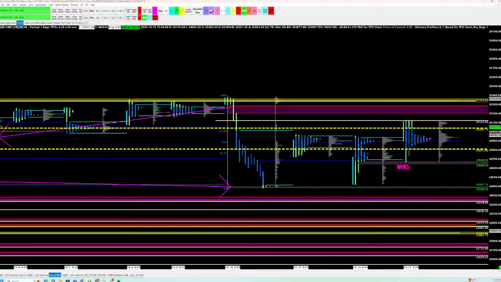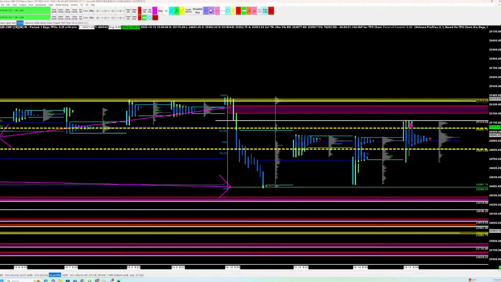You can see they came in and filled this gap. I'm going to change this. And what I want to be aware of is the single prints and the low volume prints right down here. I'll get that off the hourly to mark off the low and the high more precisely.